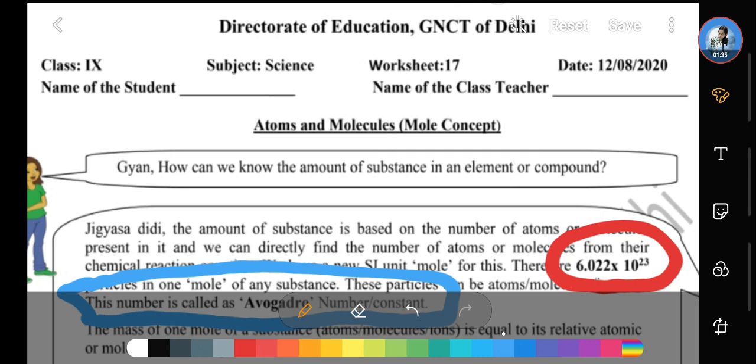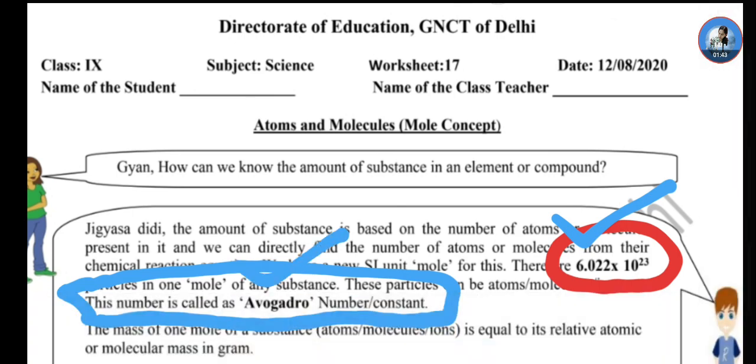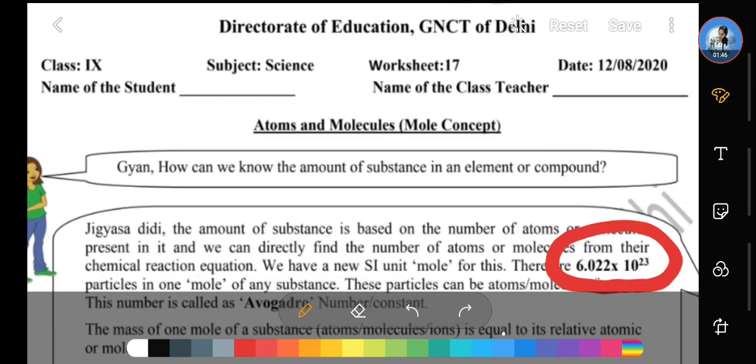So 1 mole contains how many atoms or molecules? 6.022 into 10 raised to power 23, and it is called the Avogadro constant. Got it? Let's move on.